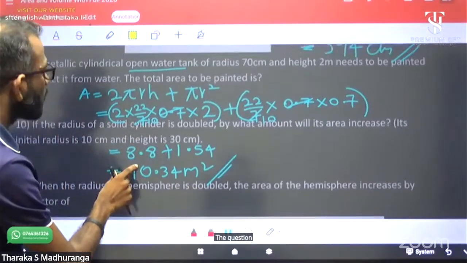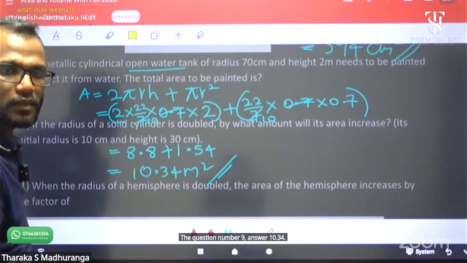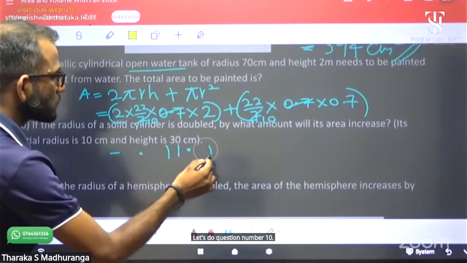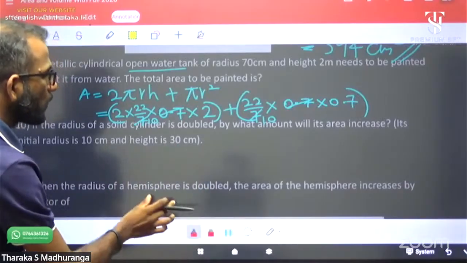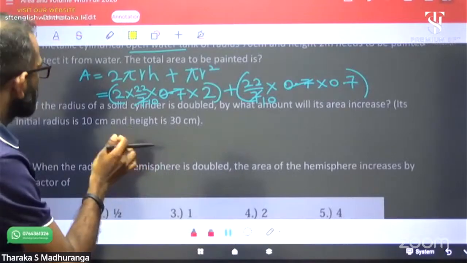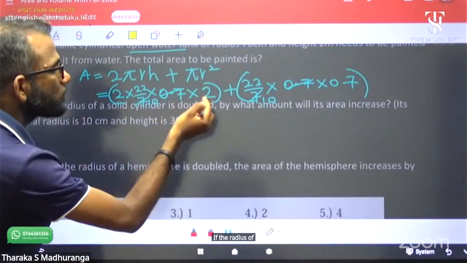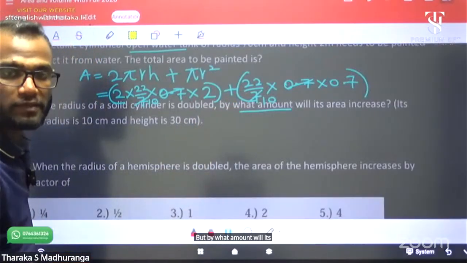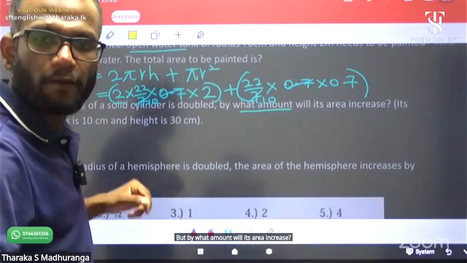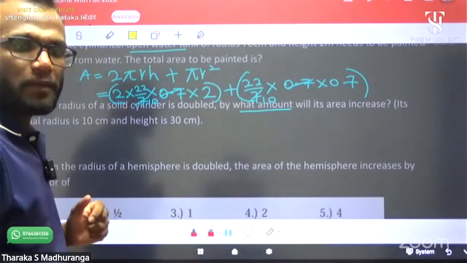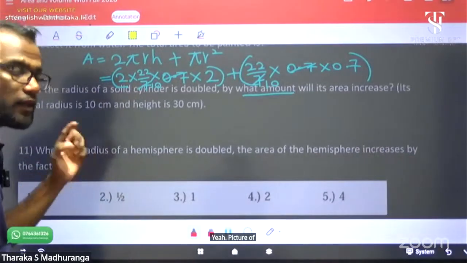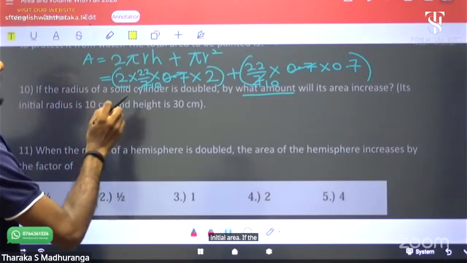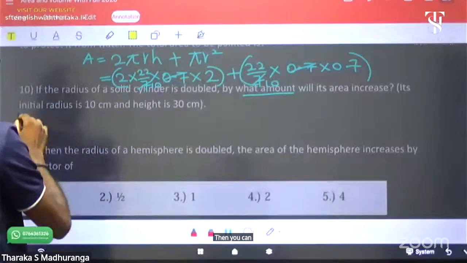The question number 9 answer 10.34. Let's do question number 10. If the radius of solid cylinder is doubled, by what amount will its area increase? Then you can get the initial area first.